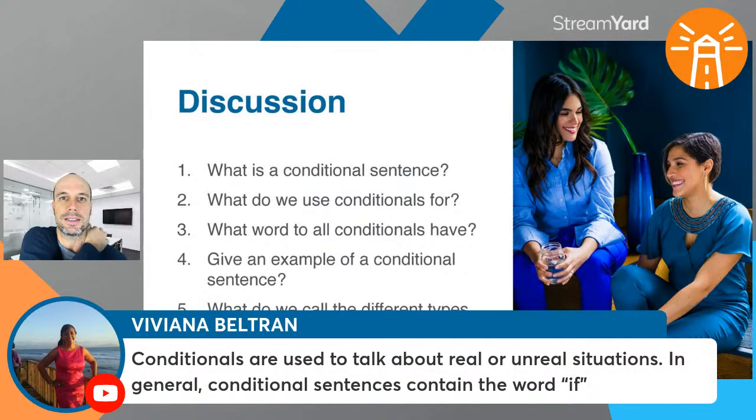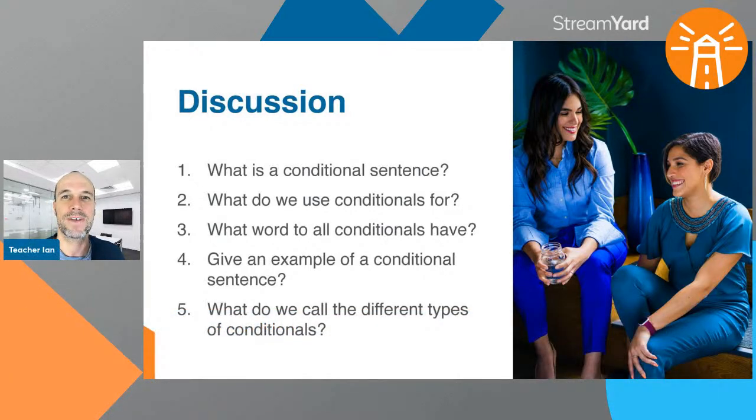Hey, Viviana's here. Welcome back, Viviana. Conditionals are used to talk about real or unreal situations. In general, conditional sentences contain the word if. That is perfect. You sound very much like an English teacher yourself, Viviana. So nothing that I would change about that sentence and answer. That's a great answer, right? Real or unreal. That's important. So it can be used to talk about real situations and situations that are not real or not possible. And they do contain if.